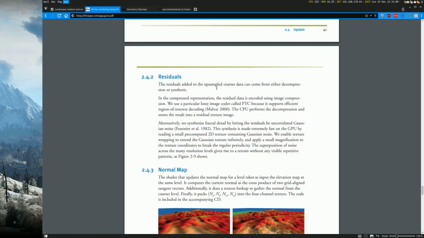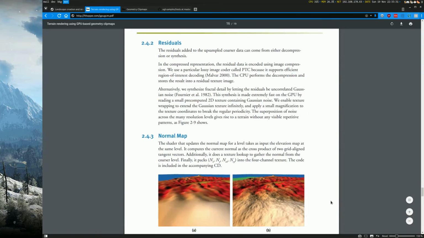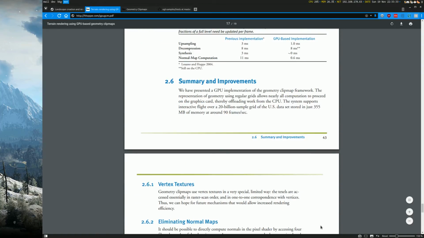Residuals are added, compressed or suppressed residuals encoded using image compression. Otherwise they just use fractal noise.